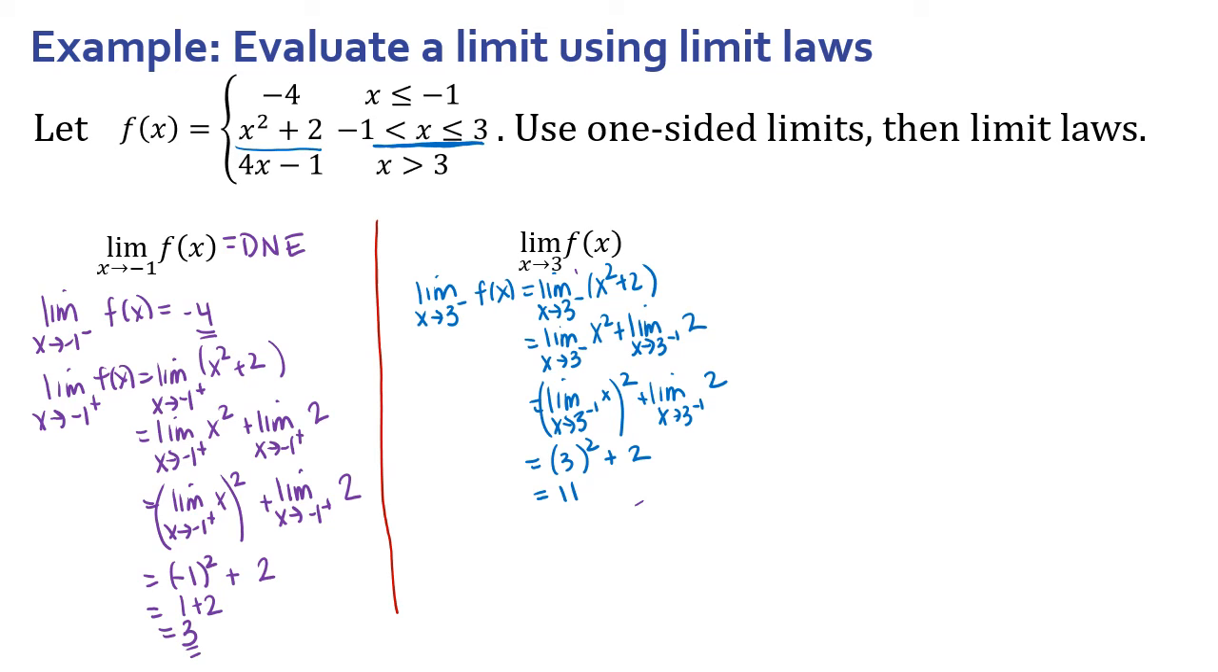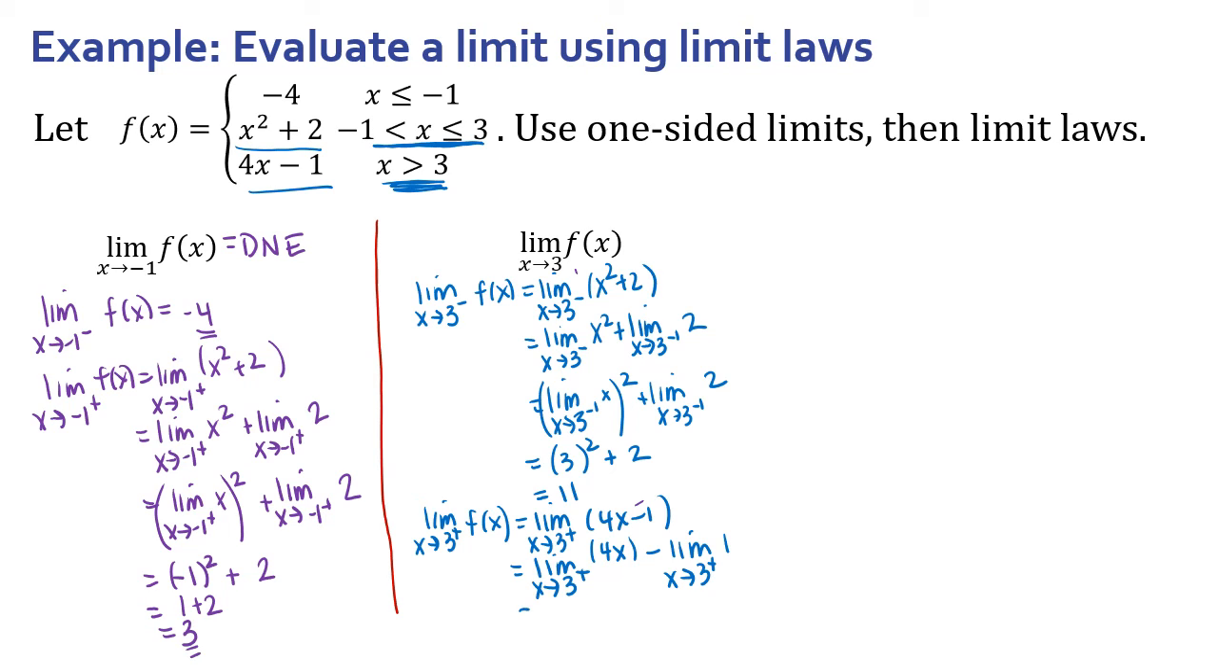Now, if I look at this from the other direction, the limit as x approaches 3 from the right-hand side of the function, the values that are larger than 3 come from this piece, which is 4x minus 1. All right, so again, applying my limit laws, we can do the difference limit law to separate this out. So I'm going to get the limit of 4x minus the limit as x approaches 3 from the right of 1. So I'm going to use the constant multiple rule to move that 4 in front, so that I'm just left with the limit of x, or the limit of a constant.